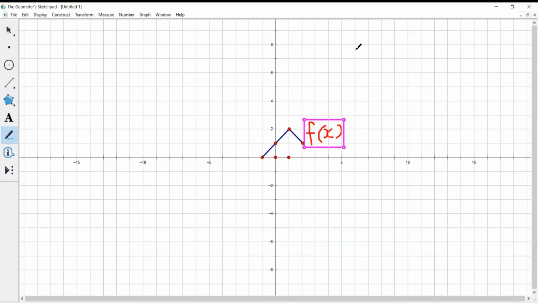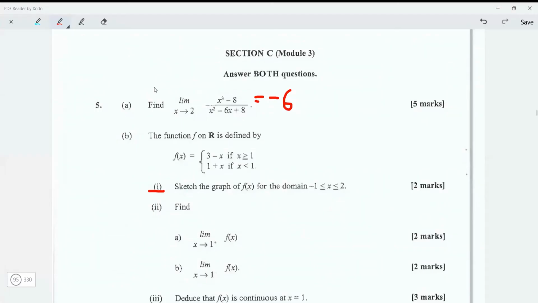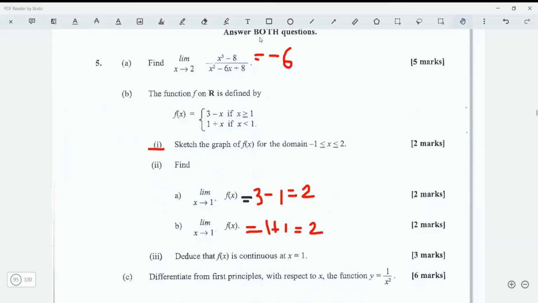That's our sketch. The next thing it says to do is evaluate the limit as x approaches 1 from the right. The limit from the right is when x is bigger than 1, so that's 3 minus 1, which is 2. Find the limit as x approaches 1 from the left. Plug in 1 on this side, 1 plus 1, which is also 2. Since the limit from the left is equal to the limit from the right, you can deduce that f of x is continuous at x equal 1. You tell them yes.